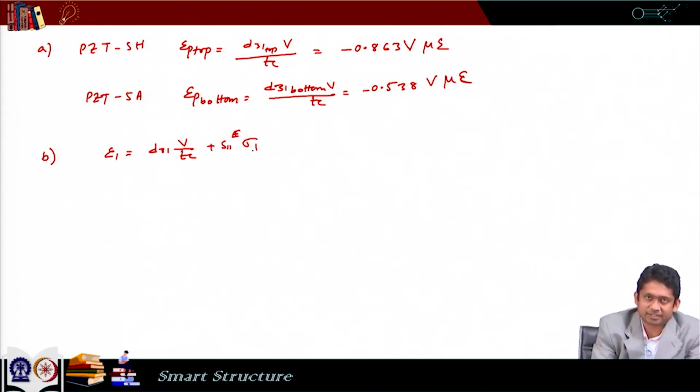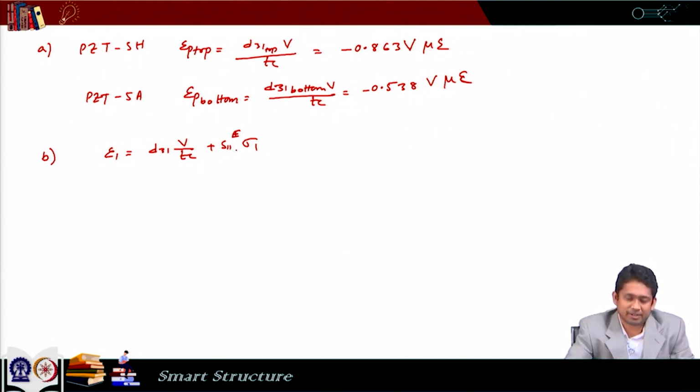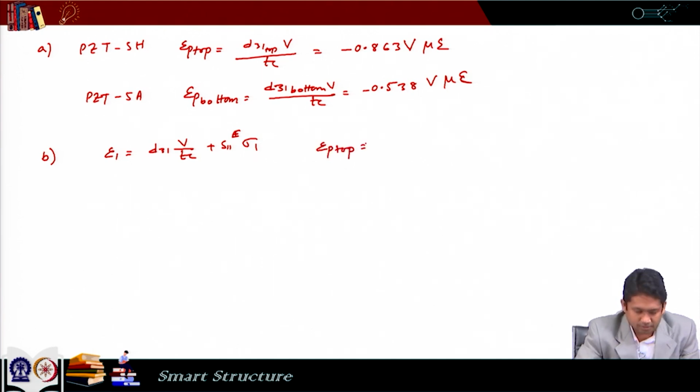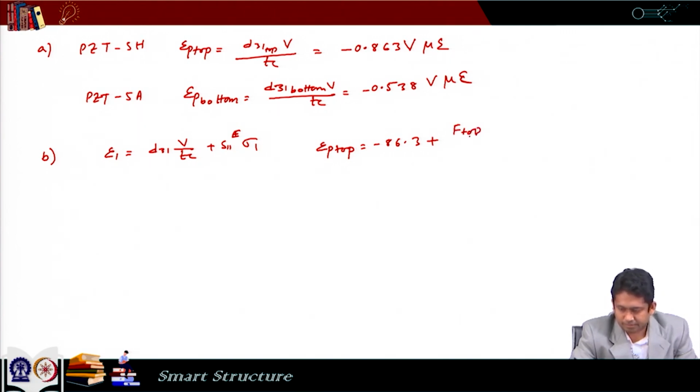Now, here epsilon 1 and sigma 1 denote the strain in direction 1 and the stress in direction 1. So, they are not for piezo 1 or piezo 2. From this equation we can get the relation minus 86.3 plus F top divided by 0.584, and this gives us the strain in microstrain.